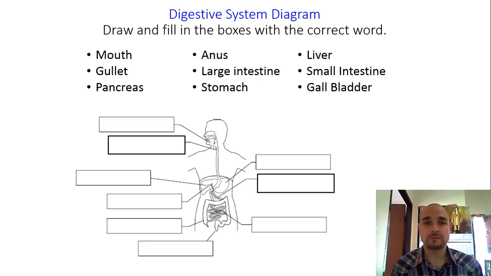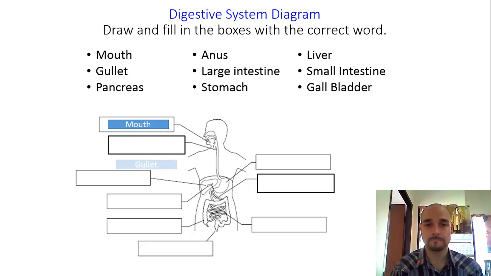Okay, digestive system diagram. You need to draw this picture and label it. There are 9 words that you need to fill in for 9 organs. I want you to pause it real quick and draw this and try to fill it in. Do that now. Helps if you use pencil. Alright, so here we go.